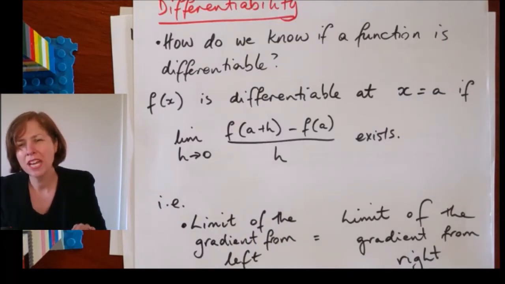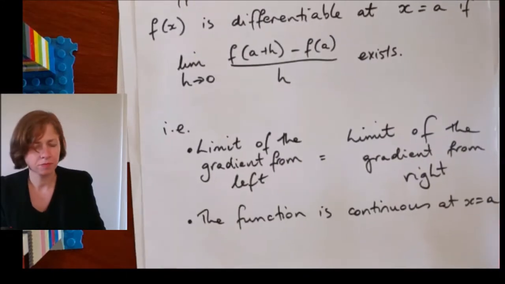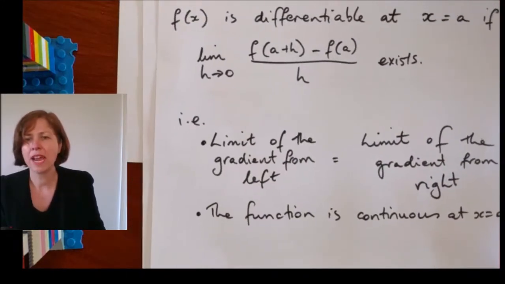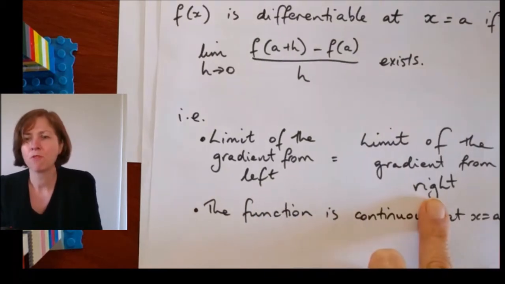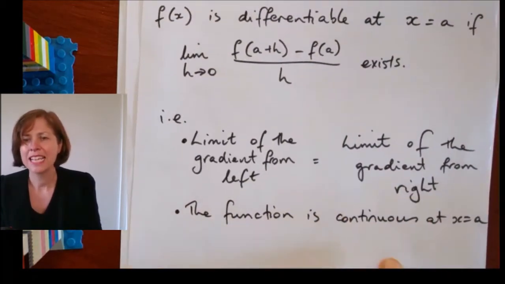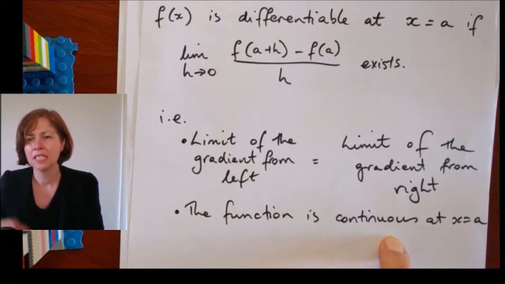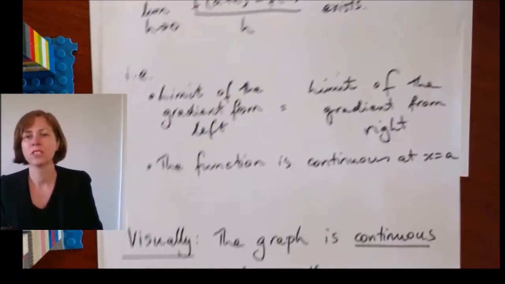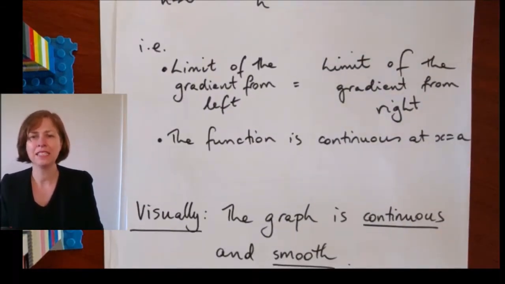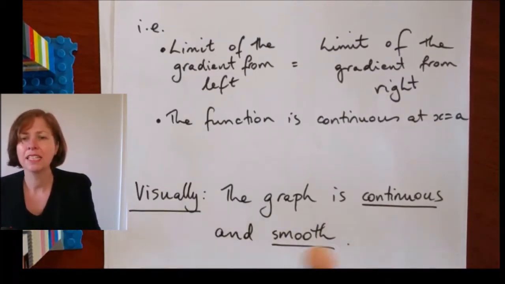However, we're not always going to look back at this. What we're really looking at is, does the limit of the gradient from the left equal the limit from the right? And is the function continuous at the point x equals a? So if I look at my graph and I can see that those two things are true, then my function is differentiable.